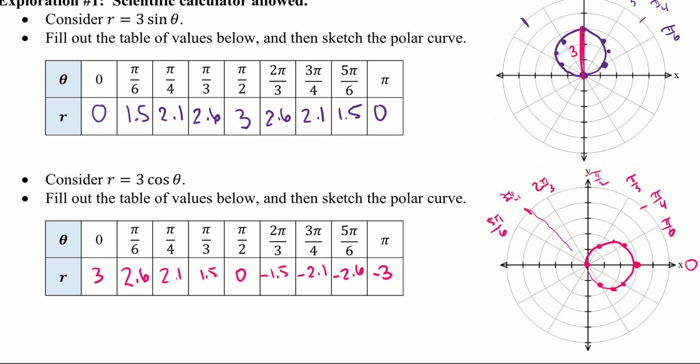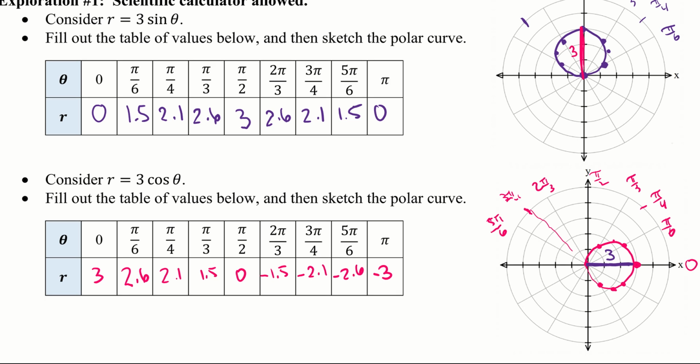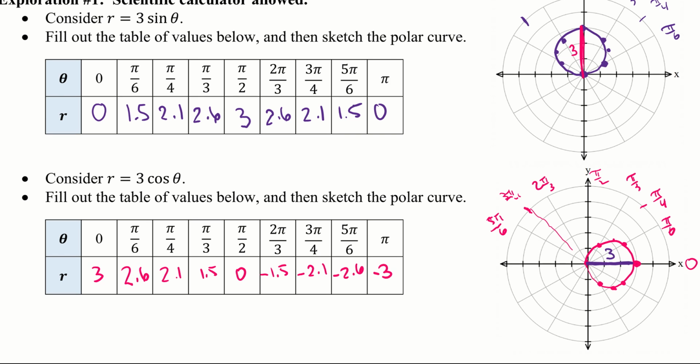But notice the difference between 3 sine of theta and 3 cosine of theta. They're both circles with a diameter of 3, not a radius of 3, but a diameter of 3. But their positioning is different. Sine is positioned along the positive y-axis versus cosine is positioned along the positive x-axis. Hopefully that relates to you. Cosine is usually x, sine is y, so that would make some sense.